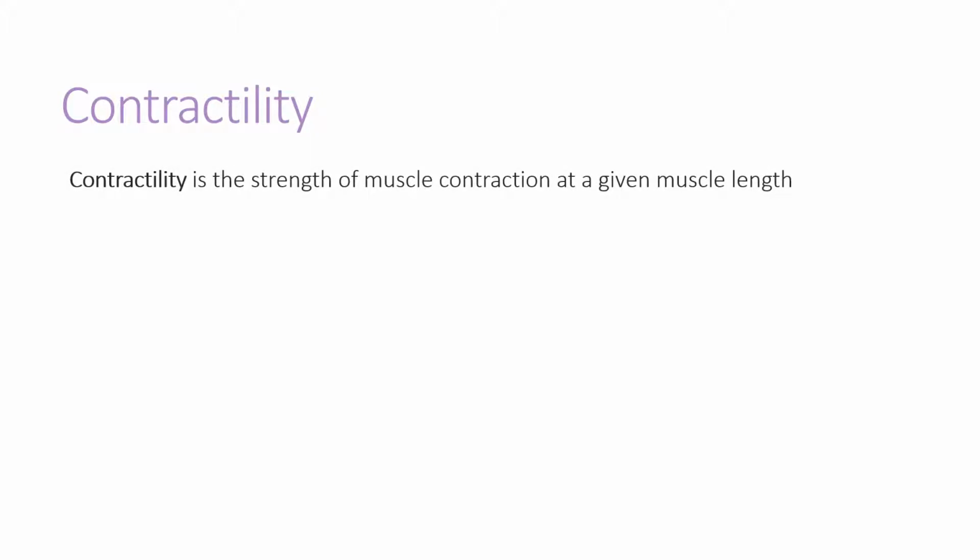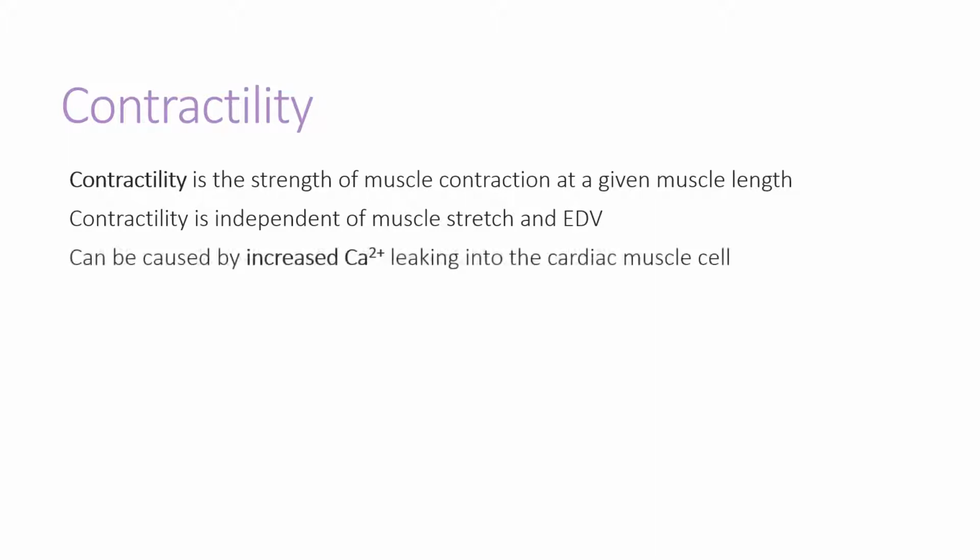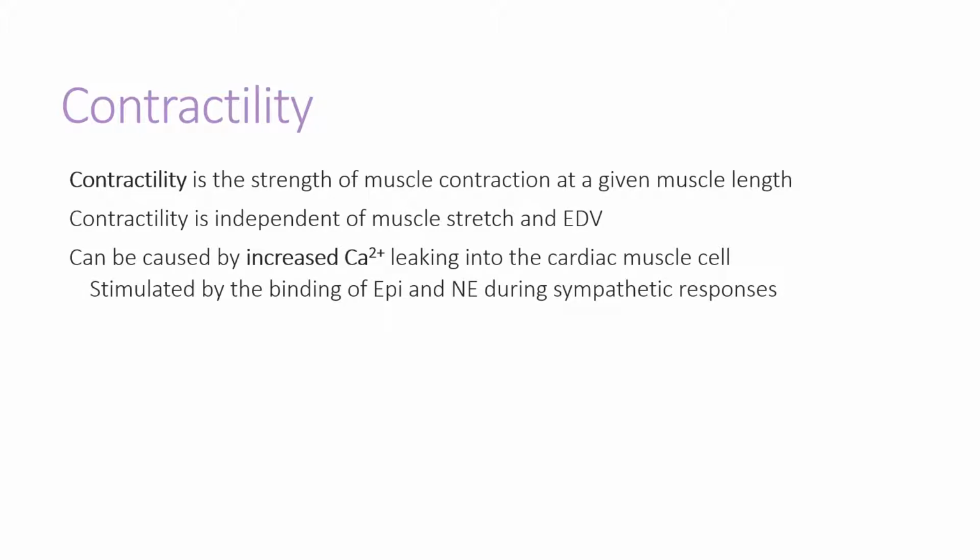Contractility is the strength of a muscle contraction at a given length of muscle. That means that contractility is independent of muscle stretch or of end diastolic volume. An increase in contractility can be caused by an increase in calcium leaking into the cardiac muscle cells. That can be stimulated by the binding of epinephrine or norepinephrine during sympathetic responses.